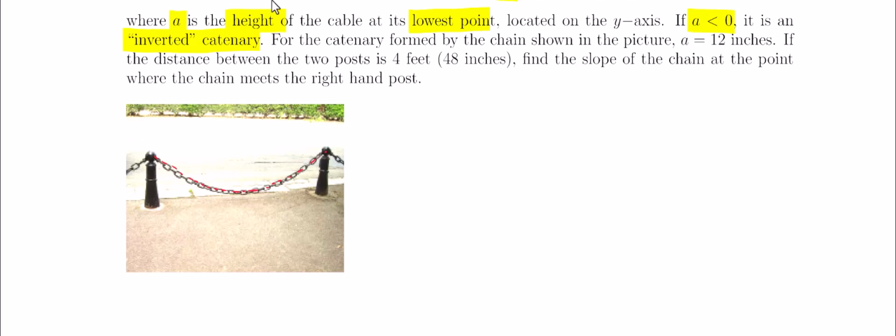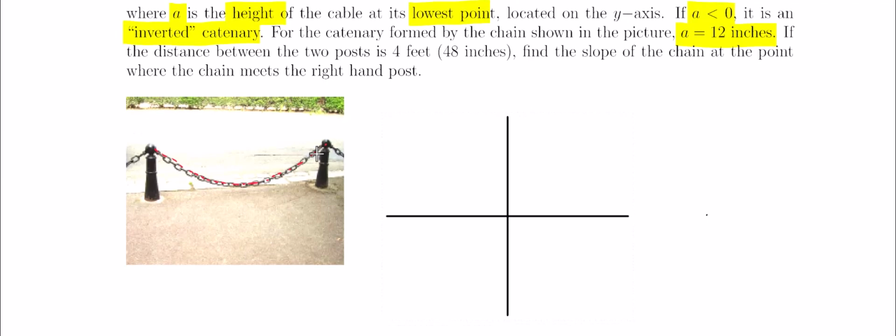Alright, so let's go back to this picture here. For the catenary formed by the chain shown, where a is 12 inches, if the distance between the two posts is 4 feet, or 48 inches, let's see if we can find the slope of the chain at the point where the chain meets the right-hand post. I'm going to make a graph here that models the situation. So here's my xy plane. We're being told that the a, which is the lowest point of the catenary on the y-axis, is 12. And we know that the distance between the two poles is 48 inches. So all of this is 48 inches.